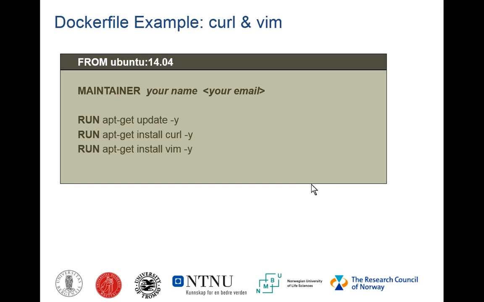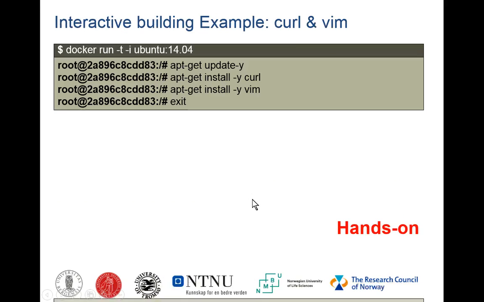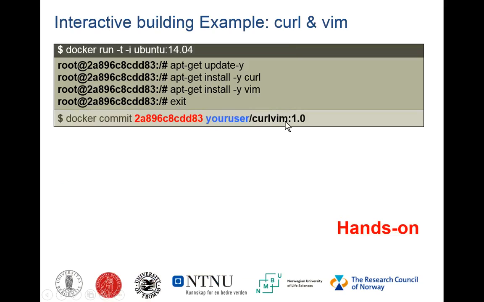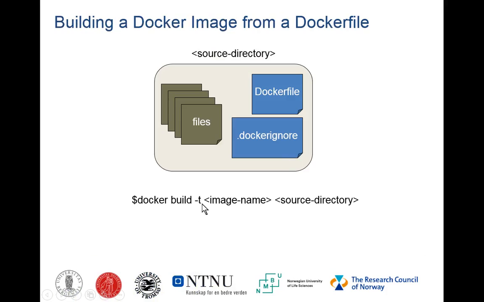Now, after you saved this file, say docker build -t, the tag of the image, and write the image name. How did we call it before? Your username/curl vim 1.0. Now call it your username/curl vim 1.1, for example. So this will be the image name here.